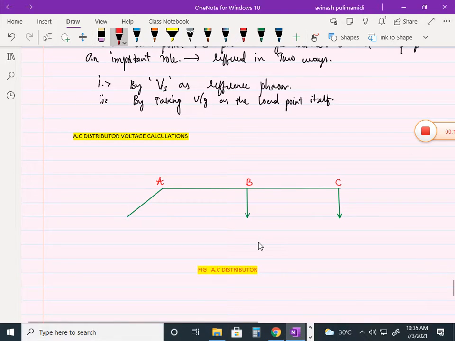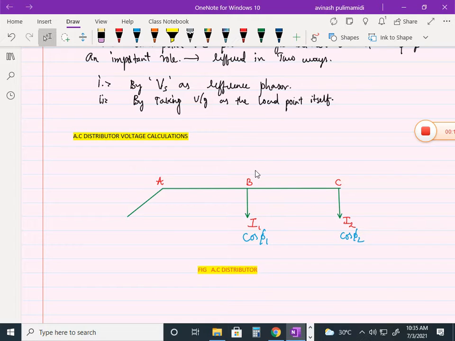Generally, these are the current tappings. Let us take I1, and this will be I2. But this will be only for DC calculations. If we are doing the AC distributor calculations, then with the current phasor there will also be a power factor. For current I1 load, definitely power factor will be there. For I2, there will be cos phi 2 power factor.